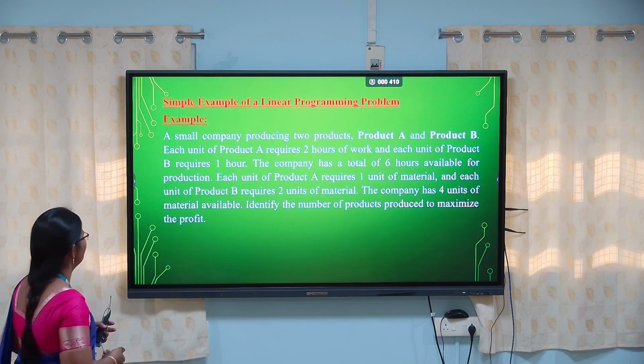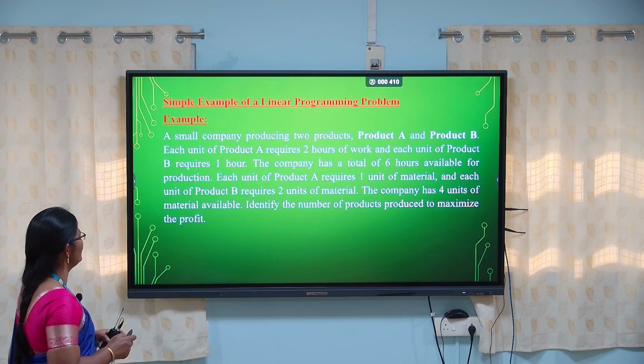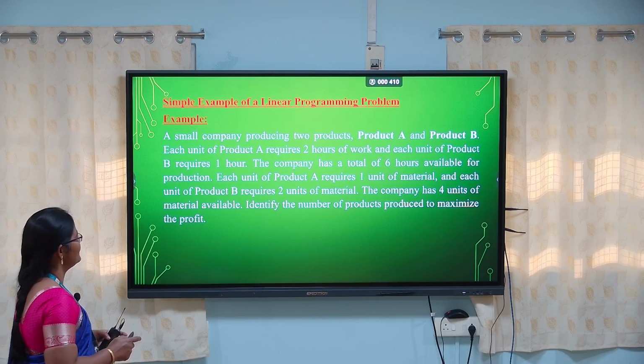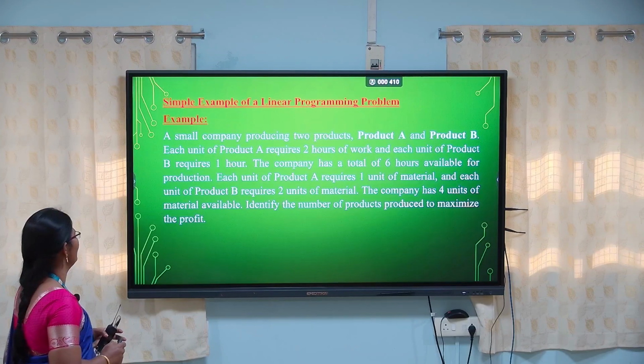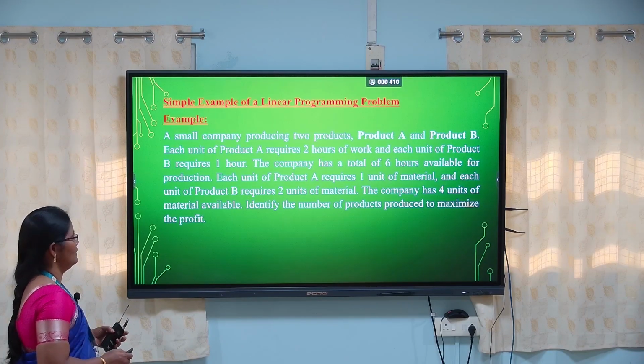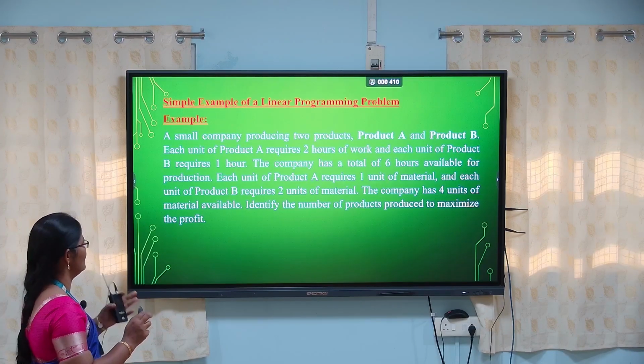The problem is: a small company produces two products, product A and product B. Each unit of product A requires 2 hours of work, and each unit of product B requires 1 hour, and the company has a total of 6 hours available. That means the working time is 6 hours for production. Each unit of product A requires 1 unit of material, and each unit of product B requires 2 units of material. The company has 4 units of material available. Every day the company's material availability is only 4 units.